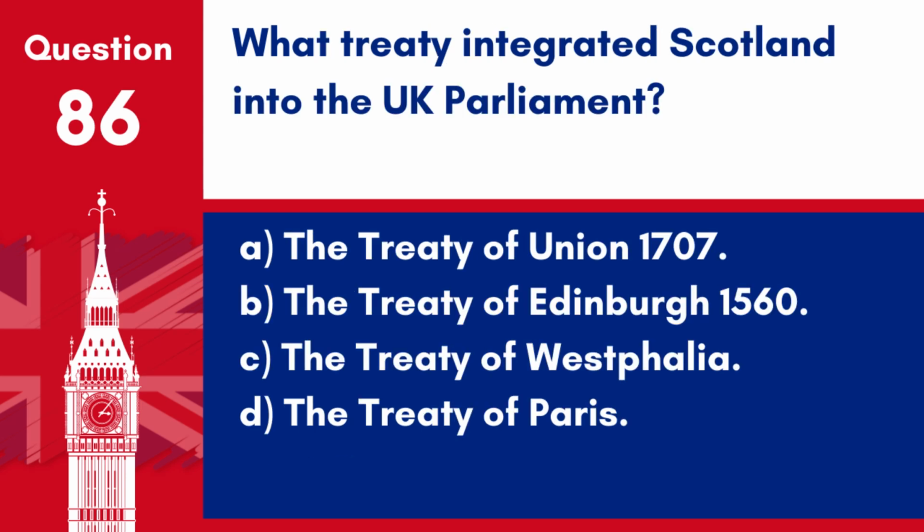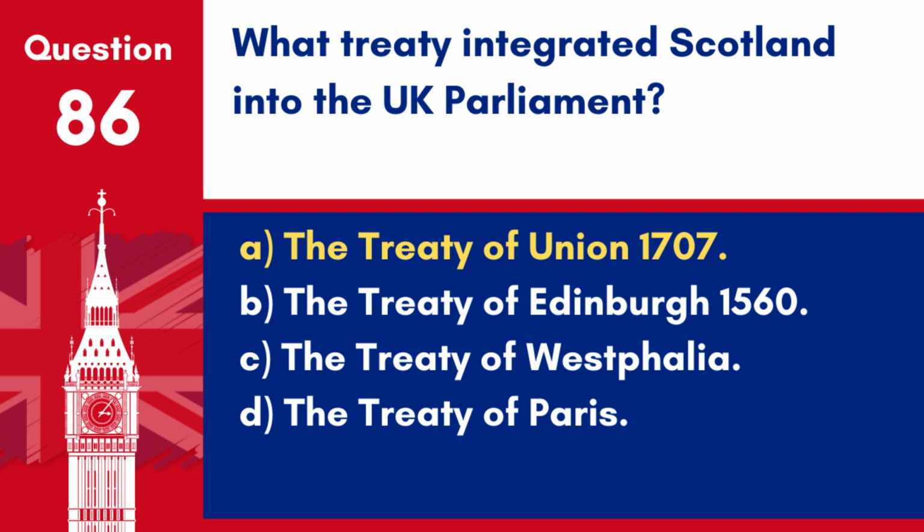Question 86. What treaty integrated Scotland into the UK Parliament? A. The Treaty of Union 1707. B. The Treaty of Edinburgh 1560. C. The Treaty of Westphalia. D. The Treaty of Paris.